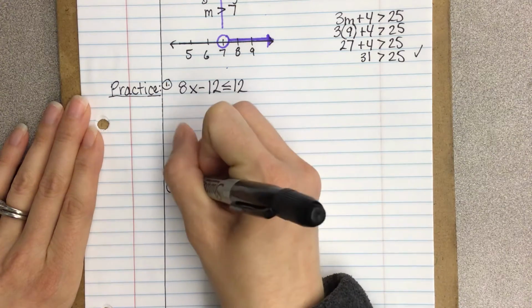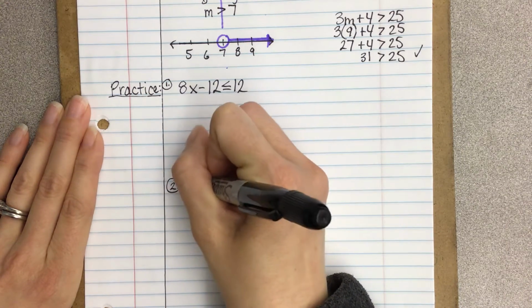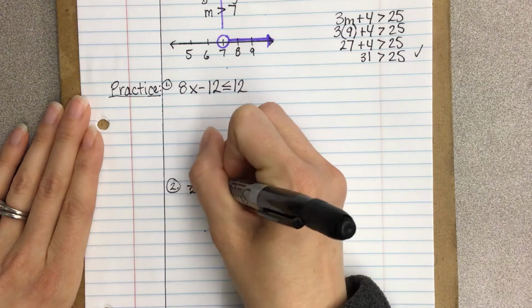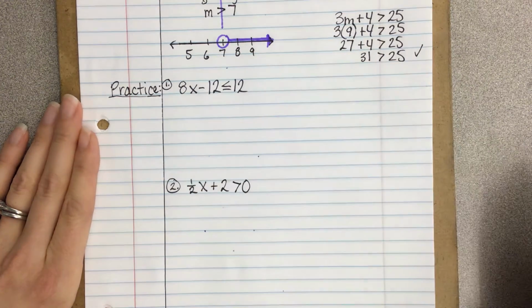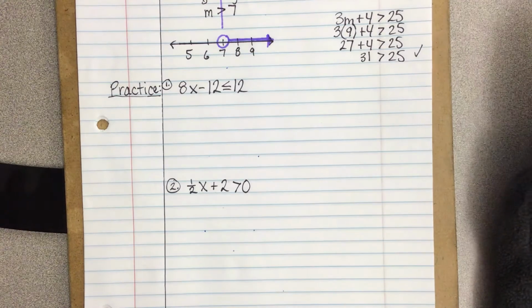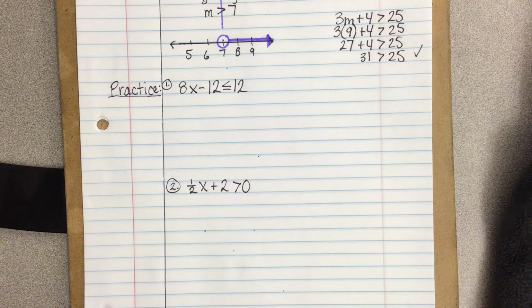We're going to do 1/2 times x plus 2 is greater than 0. Okay, so what I'd like you to do now is pause your video and try these two problems. I want you to graph it, check your solutions, and then once you feel like you're ready, you can click play and check your answers.